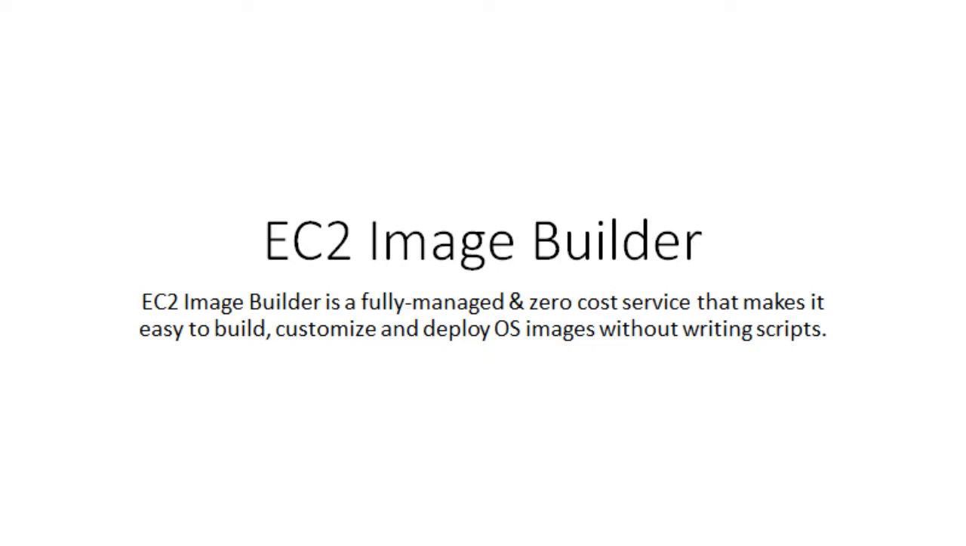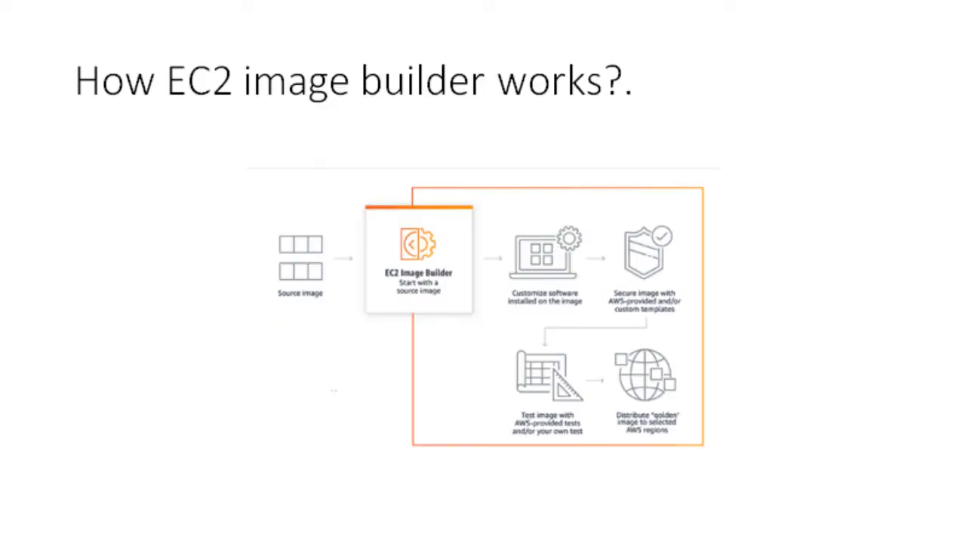Let us assume that you have an image. You take your source image, and in EC2 Image Builder you will configure pipelines and recipes to install your required software. It can harden your image based on the customization you provide. It can test the configurations before you finalize your image. And once everything is done, it will convert it into an AMI or a Docker image, and it can be distributed across multiple AWS accounts and multiple AWS regions.